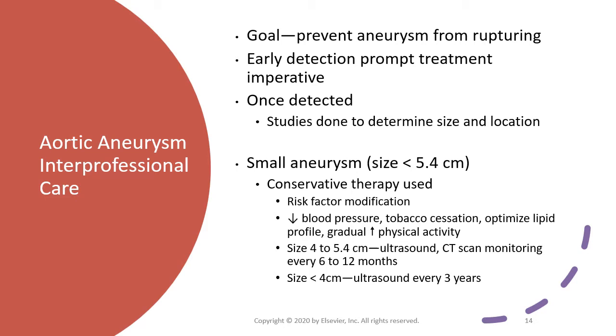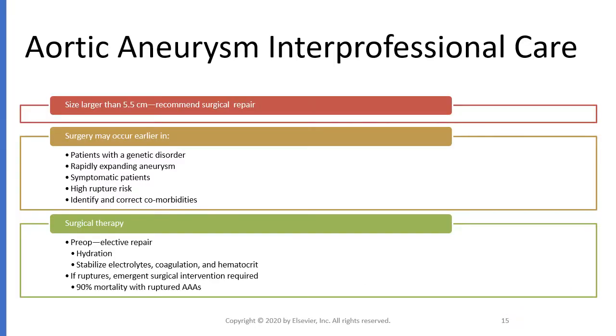Those with small aneurysms, 4.0 to 5.4 centimeters, should have monitoring of aneurysm size using ultrasound or CT every 6 to 12 months. Ultrasound monitoring every 3 years is done for patients with AAA smaller than 4.0 centimeters in diameter. Surgical repair is recommended in patients with asymptomatic aneurysms 5.5 centimeters in diameter or larger.